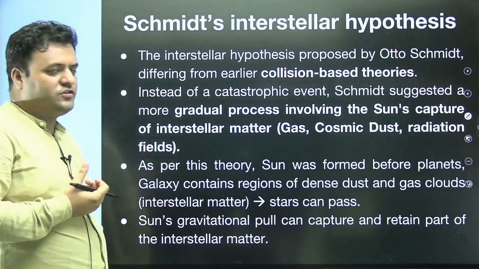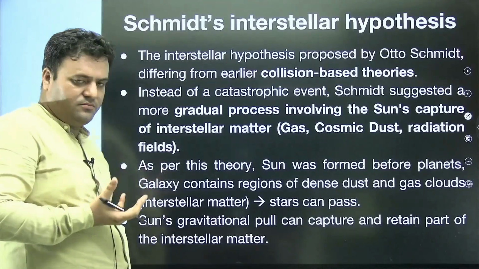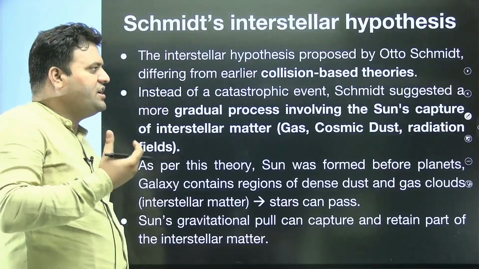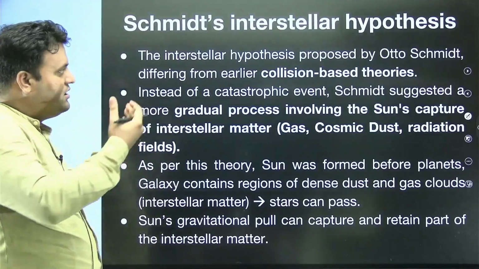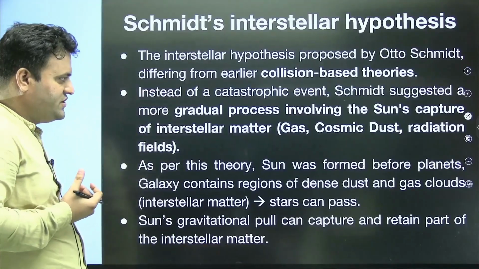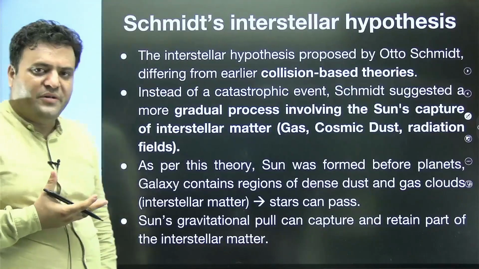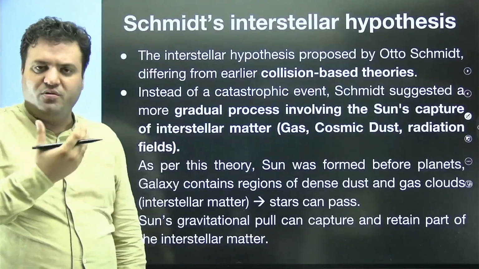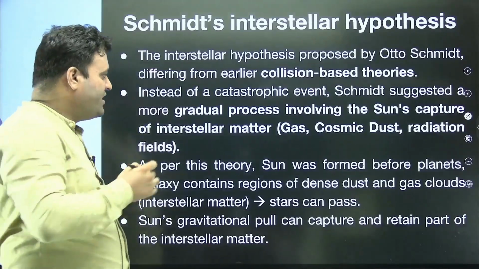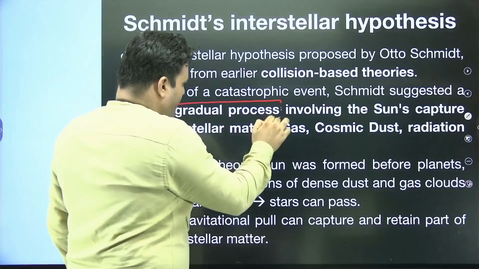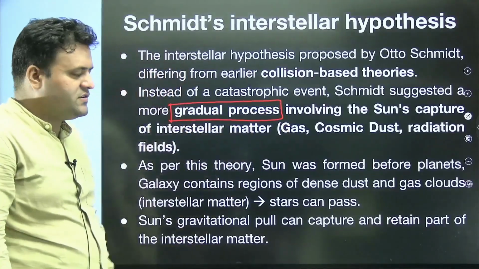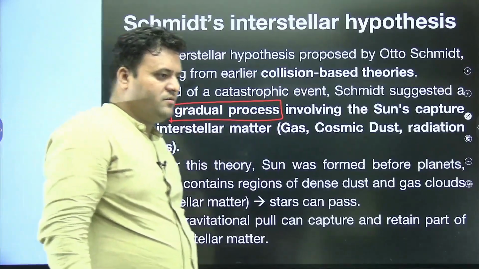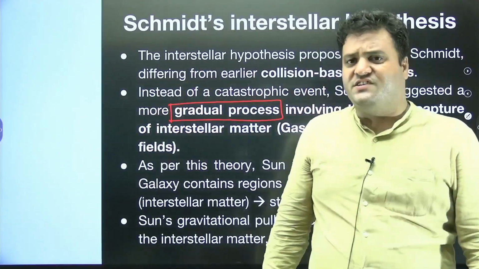in the previous theories, you have seen that there was a collision. There was a near collision, not a complete collision, but a near collision based theory. Here in this interstellar hypothesis, there is a mention of a gradual process. There is no near collision condition or near collision based theory. There are some gradual processes, and these gradual processes led to the formation of our solar system, including our Earth.